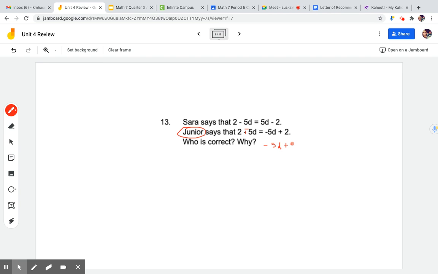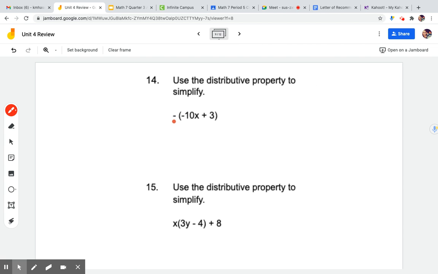The problem with Sarah's response is that 2 minus 5d, well, subtraction is not commutative. So if I did change it to addition so I could move the order around, well, now it's a negative 5d. This is a positive 5d. This is a positive 2. This is a negative 2. Those are not equivalent. So notice how with Junior's, the signs stayed the same. Minus 5d, negative 5d, positive 2, positive 2. So Junior is correct.